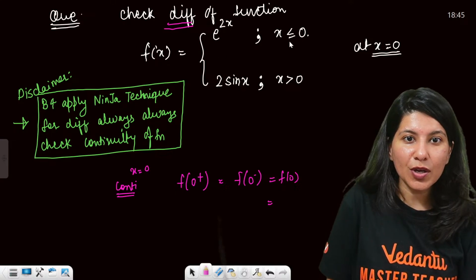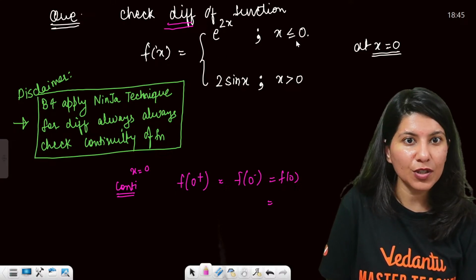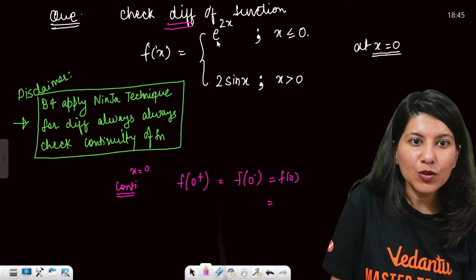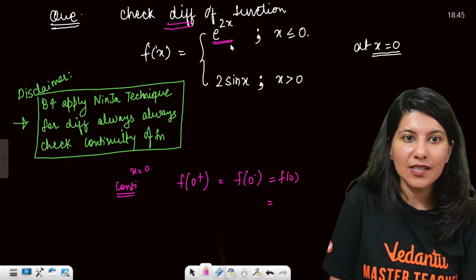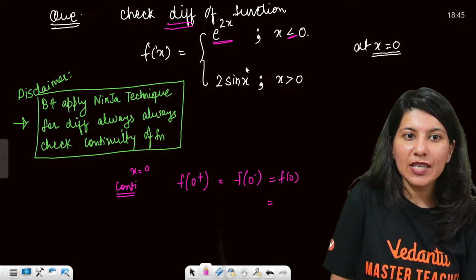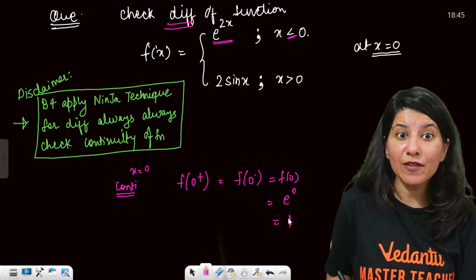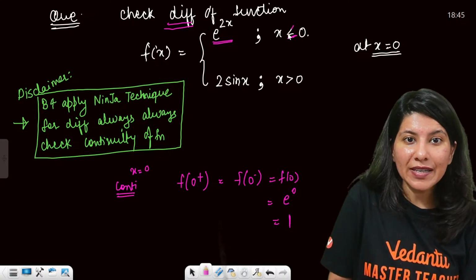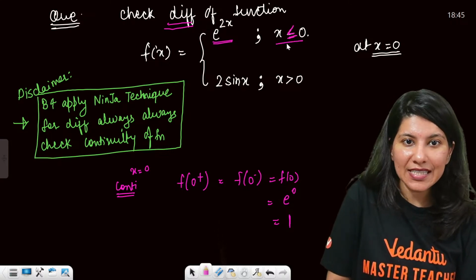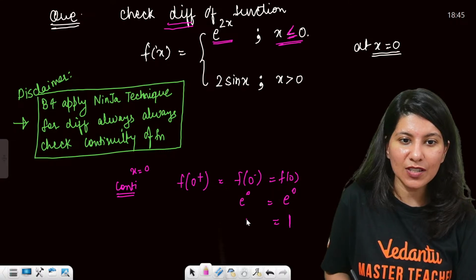For f of 0, you have to put 0 over here because the equality is here. So e power 0, which is actually 1. What about f of 0 minus? 0 minus means x less than 0, so again this branch you will use. Again this is e power 0, that is 1.